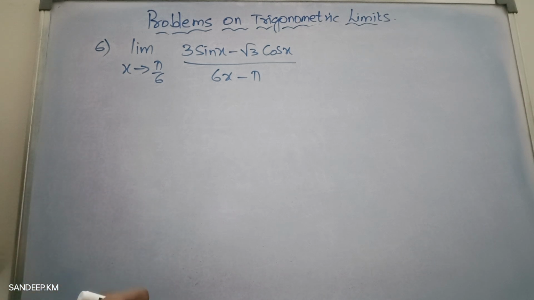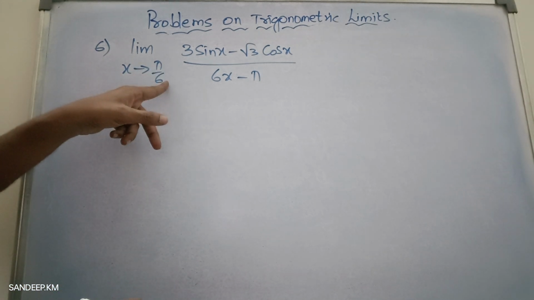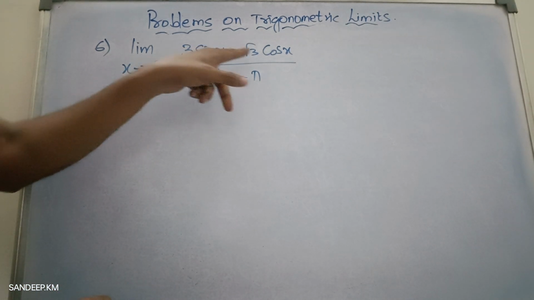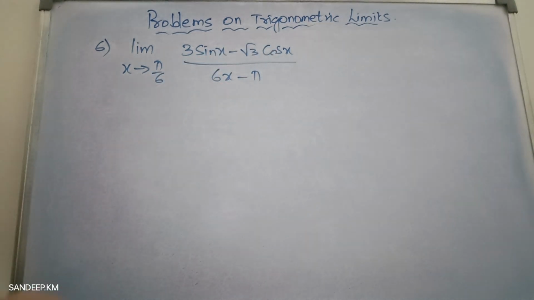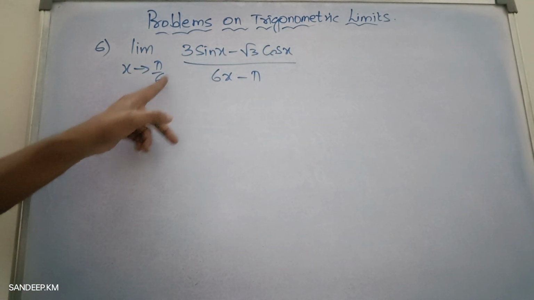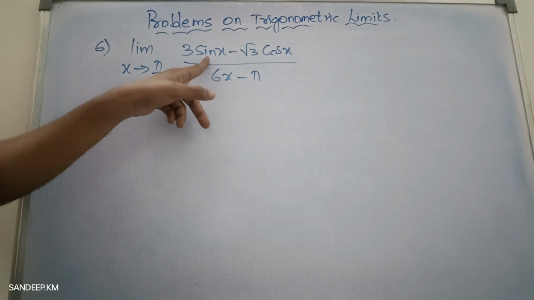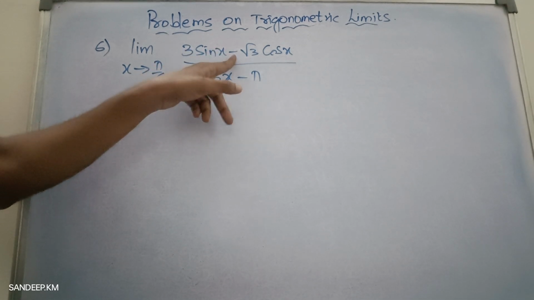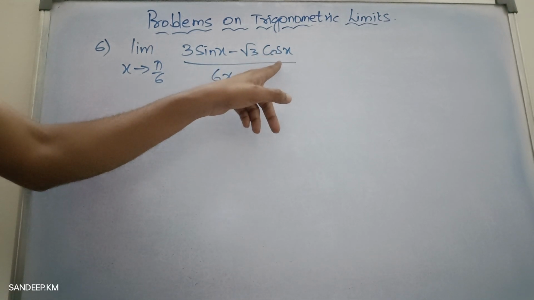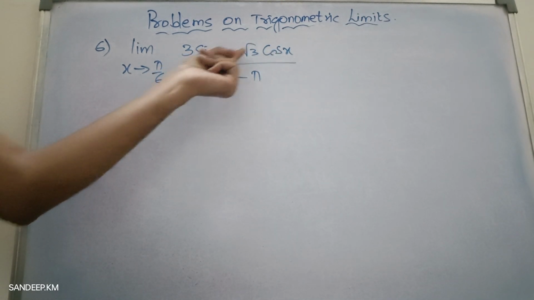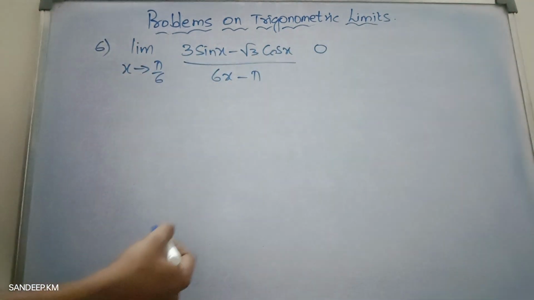Our next question, limit x approaches pi by 6, which means 30 degrees, 3 sin x minus root 3 cos x divided by 6x minus pi. First of all, you substitute x as pi by 6. Sin pi by 6 is 1 by 2. So you will get 3 by 2 minus, cos pi by 6 is root 3 by 2, so root 3 into root 3 by 2 is also 3 by 2. 3 by 2 minus 3 by 2 will be 0 in the numerator.